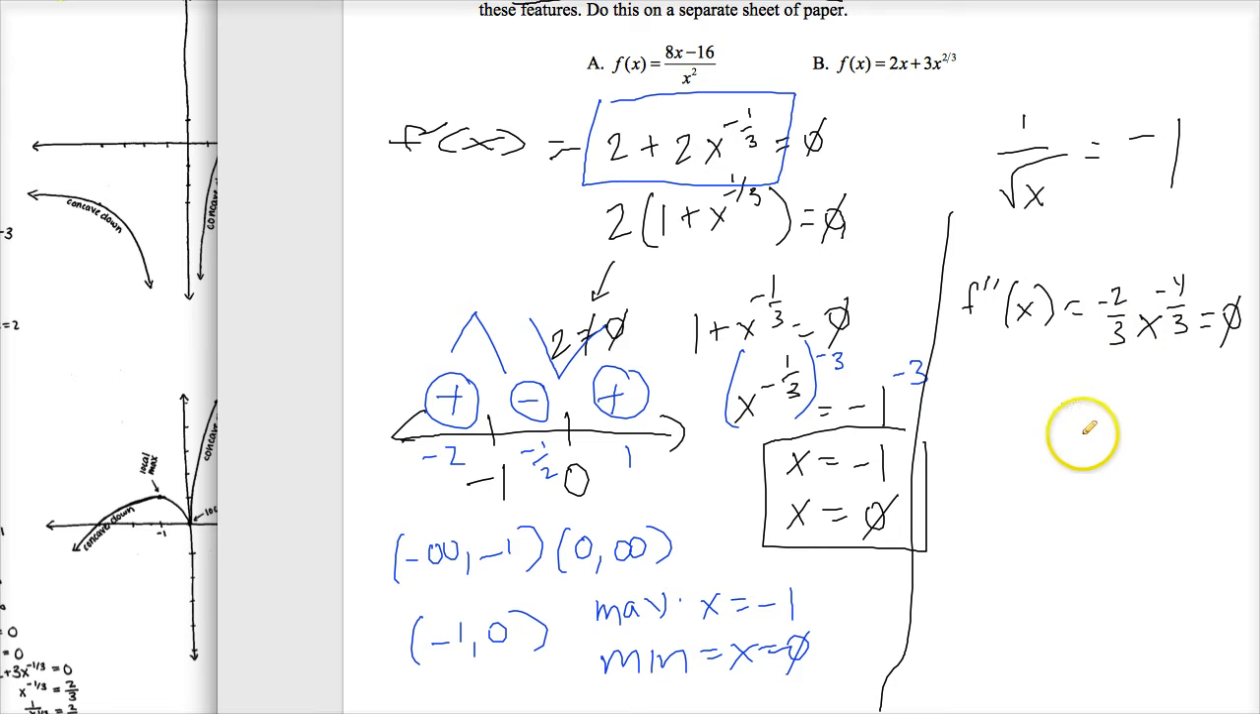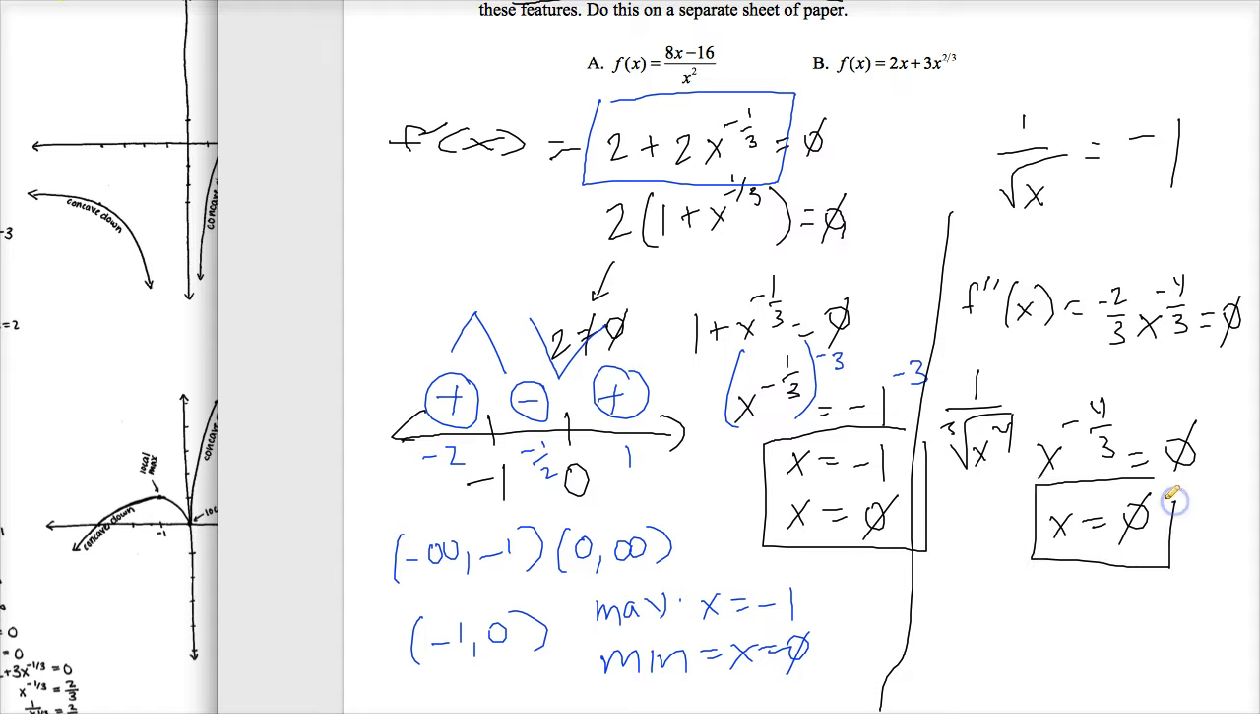Okay? I can divide both sides by negative 2/3. And x to the negative 4/3 equals 0. x has to be 0 for this to equal 0. Okay? And also, just like the last question, remember, because I have a cube root, I also have to consider if I have an error. This looks like 1 over the cube root of x to the 4th. And same thing, I also get 0 here. 0 would make this an error. So the only critical number, or possible point of inflection, I have is 0.